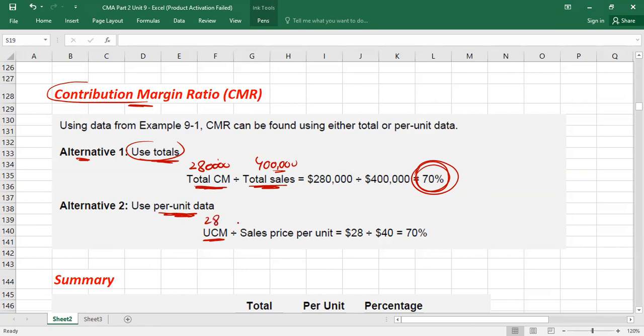So I can take the unit contribution margin divided by the selling price per unit, which is $40, and multiply by 100 to get the percentage. So 28 divided by 40, again it is 70%. So it is called your contribution margin ratio. Understood? So far we have learned how to find the unit contribution margin, the total contribution margin, and the contribution margin ratio.